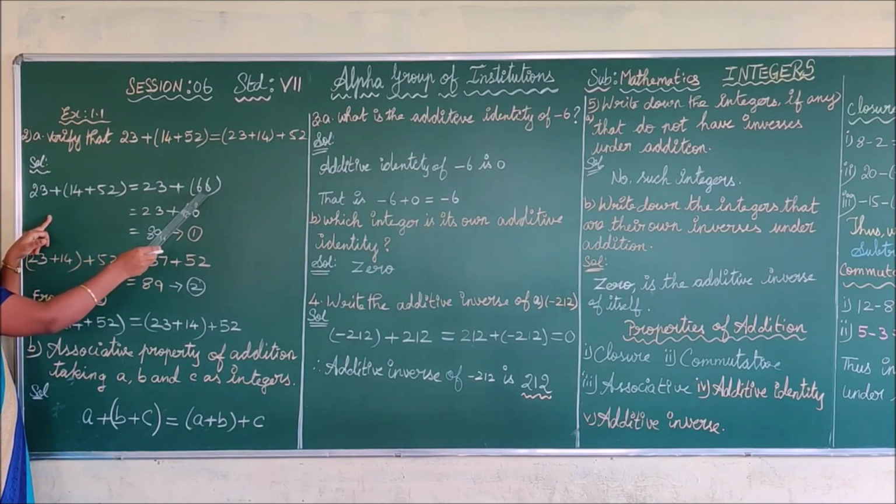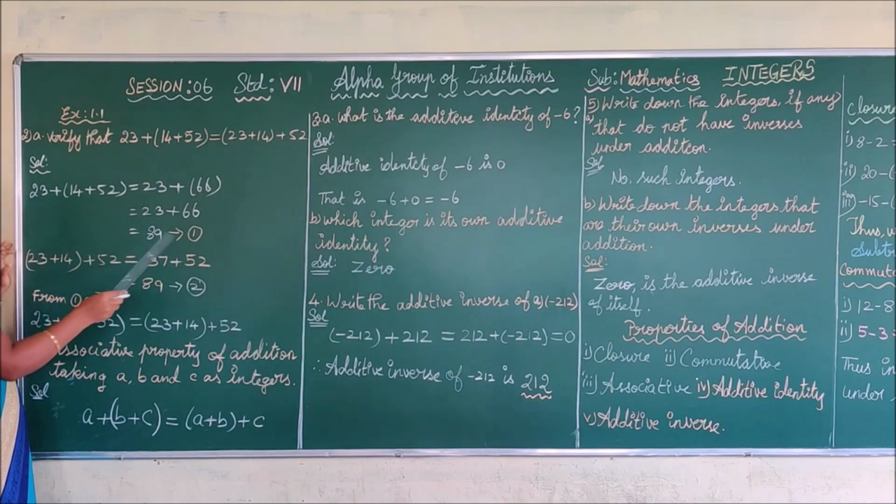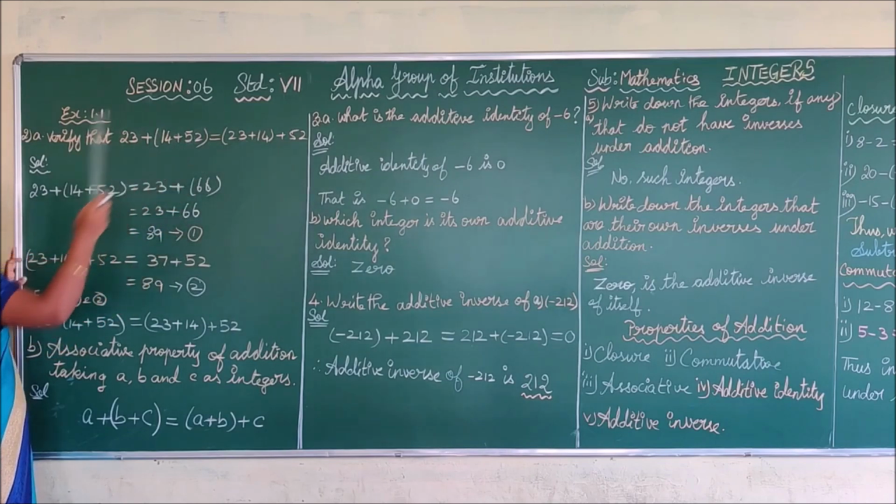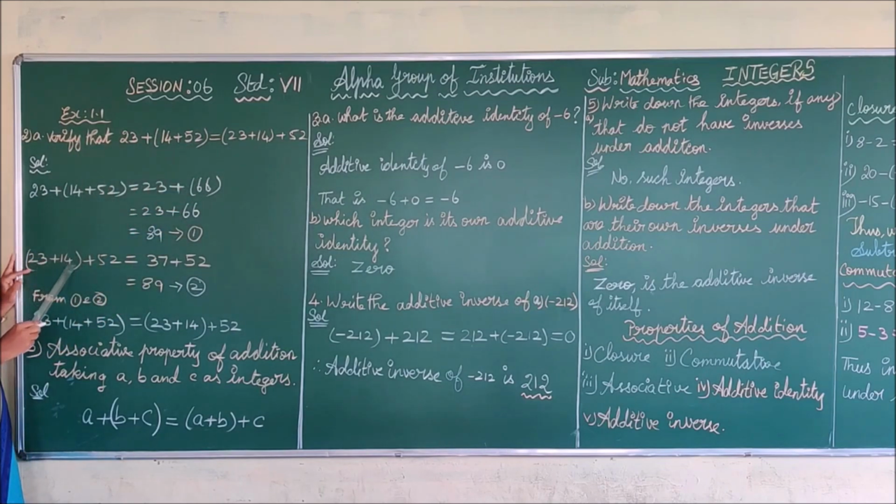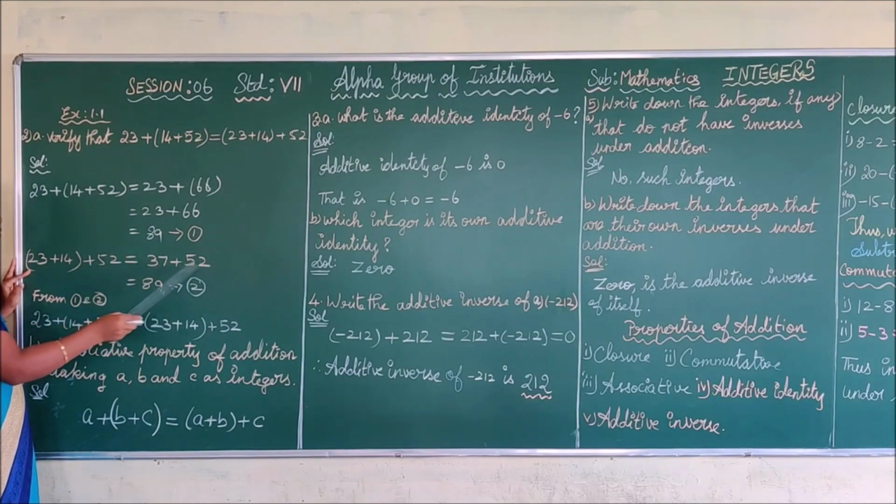66. Next, you have to add the 66 with the first integer. You get the answer 89. Let it be equation number 1. Next, consider RHS. What is RHS? (23 plus 14) plus 52. First, you have to add the first and the second integer. What do you get? 37. Next, you have to add the 37 with the third integer. So, you get 37 plus 52, 89. Let it be equation number 2.